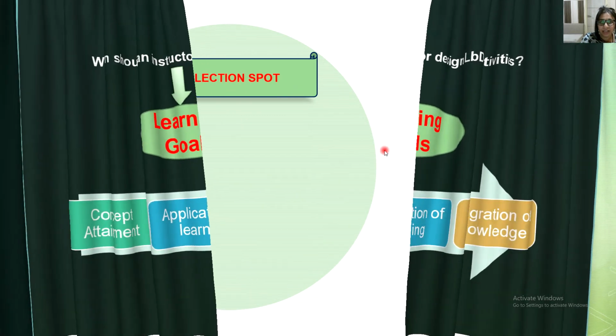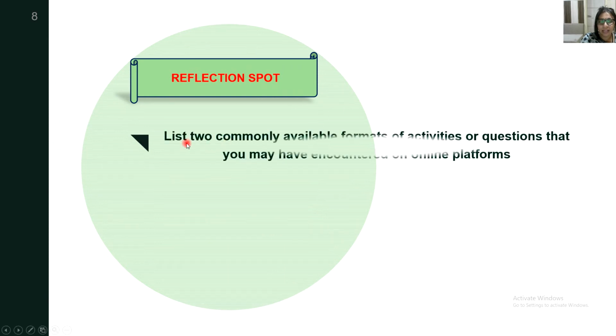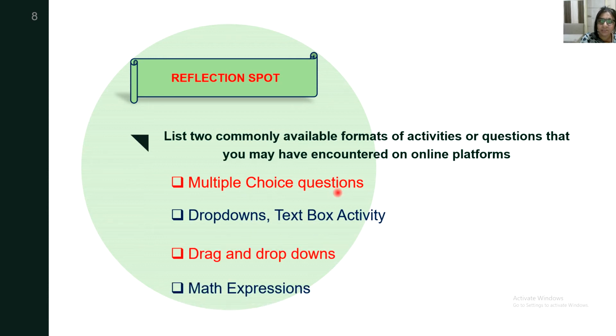But before going to that, I am going to have one more reflection spot for you, and that is you are supposed to list two commonly available formats of activities that you have seen or encountered on online platforms. These could be varied answers. You might have seen multiple choice questions or drop downs, text box activities, drag and drops, and math expressions. These could be the commonly available formats on online platforms.